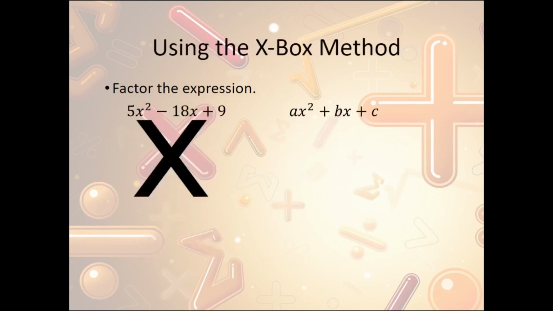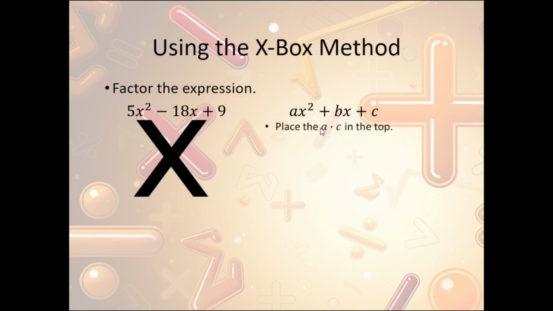Now what if the a value is not 1, like in the previous examples? So in this one we have 5x squared minus 18x plus 9. Well, we're still going to use the x method, but we have to add a little bit to it later on. And this becomes the x box method.